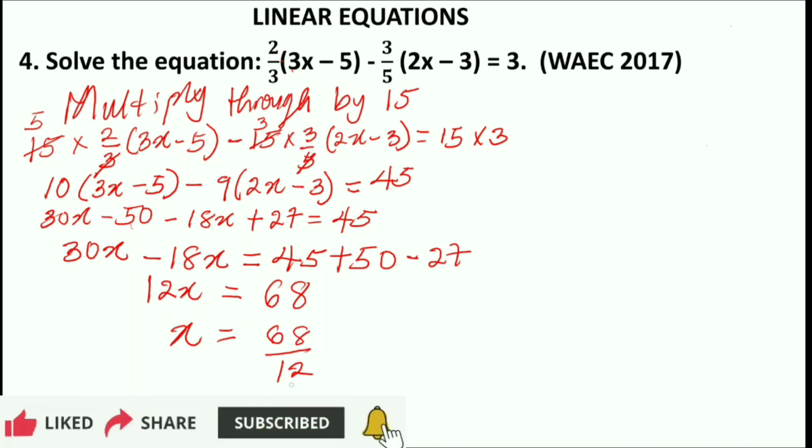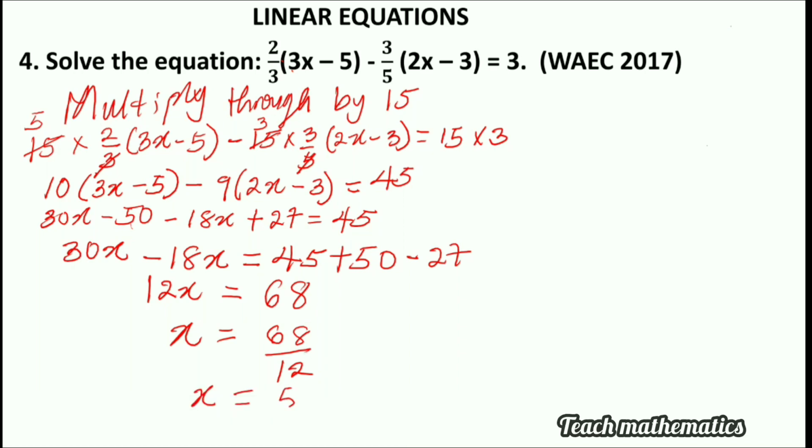So 68 divided by 12, x equals to 5 whole number 8 over 12. And of course this is 5 whole number, 4 in 8, that's 2, 4 in 12, and that is 3. And so this is 5 whole number 2 over 3. And so that is all for now.